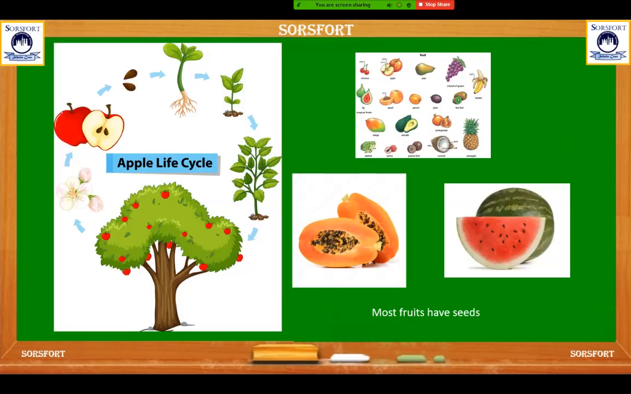Next slide. This is the picture I have given. The full apple life cycle shows how an apple is formed from the apple tree: first the flowers, then the fruit, then the seed, then seed germination occurs, then the seedling, then the whole plant. This is the picture of some fruits which have seeds.